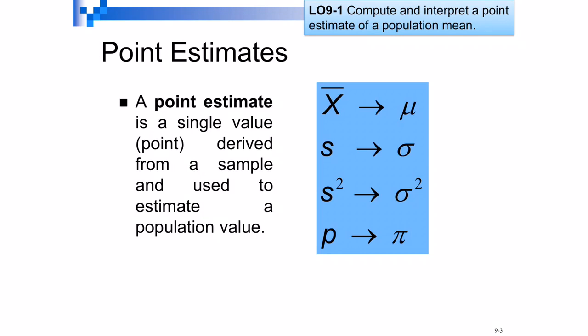So point estimate is whatever we have from the sample. For example, we have the mean from the sample, we can guess or predict about the mean of the population. Look at this symbol. Of course, I asked you to memorize which one is for population, which one for sample. I hope you did. So from the mean of the sample, we can predict about the mean of the population. From the standard deviation, variance, and sample proportion, of course, we can predict about the population proportion, right?